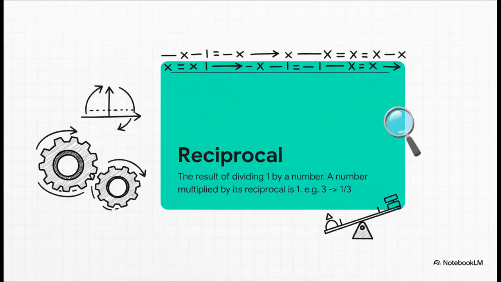And finally, the reciprocal. This sounds way more complicated than it is. It's just 1 divided by the number. So for a whole number like 3, the reciprocal is 1 over 3. And for a fraction, like 2 over 3, you just flip it upside down to get 3 over 2. And the coolest part? Any number multiplied by its reciprocal always equals 1.